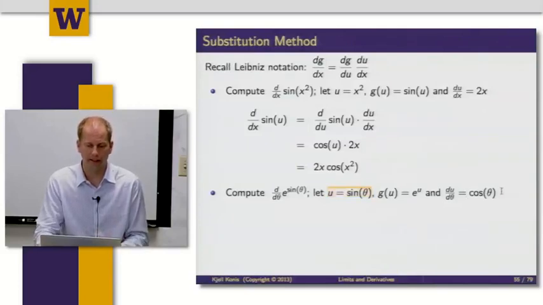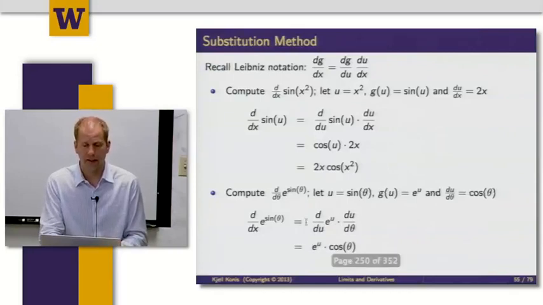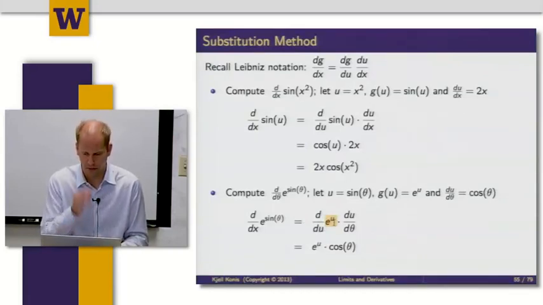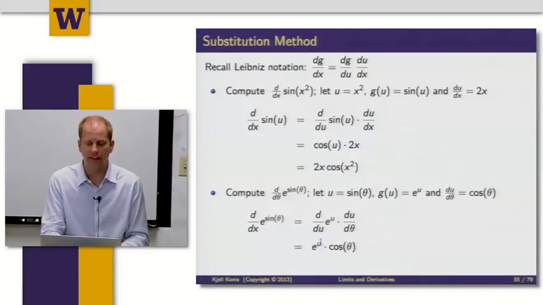And then I just start plugging things into the chain rule. So I get the derivative with respect to theta. The derivative of e to the sine theta with respect to theta is the derivative of e to the u with respect to u times the derivative of u with respect to theta. Derivative of e to the u, well, we've already seen this. This was this special function that's its own derivative. So that just stays e to the u.